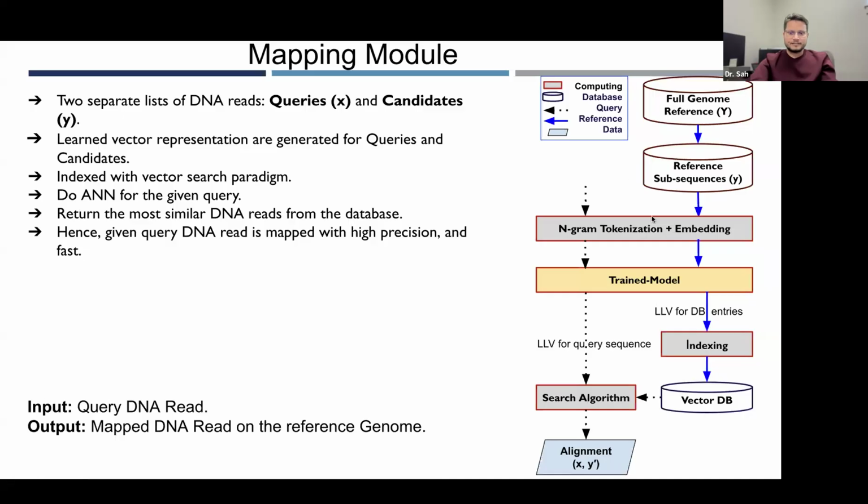So for this module, the input is a query of a DNA read. This is the query, okay? And the output is the mapped DNA read on the reference genome. So X was the query and Y prime is the alignment, the best mapped segment that has been found from the database. So in that way, it's a mapping problem.